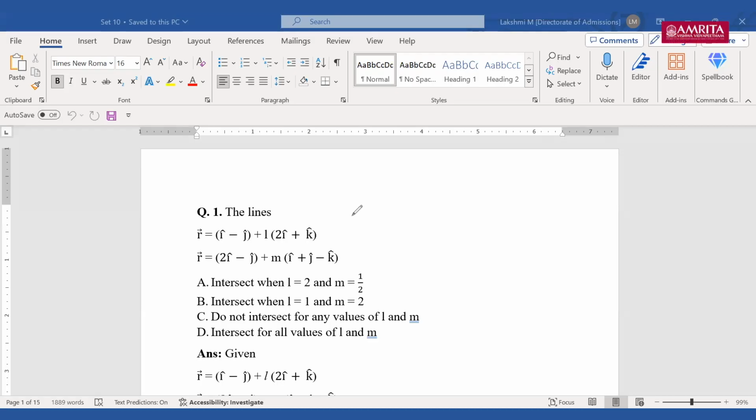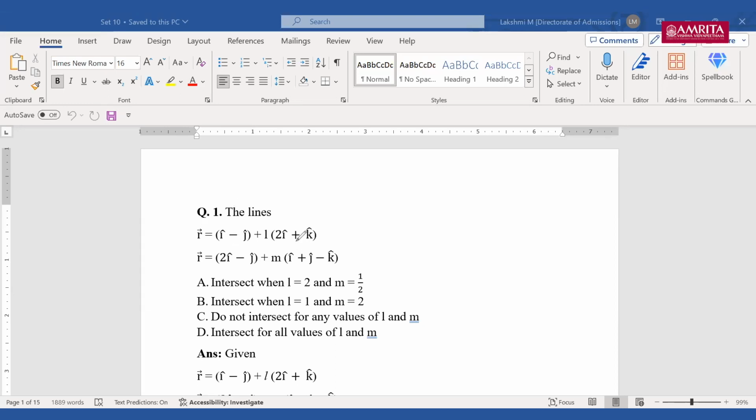So yes, Navya, we'll start solving the questions. The first one is the lines r = i - j + L(2i + k) and r = 2i - j + M(i + j - k). You need to find out which among the following is true: whether L is 2 and M is 1/2, whether L is 1 and M is 2, or whether they are not intersecting for any values, or they intersect for all the values. This is what you need to find out.